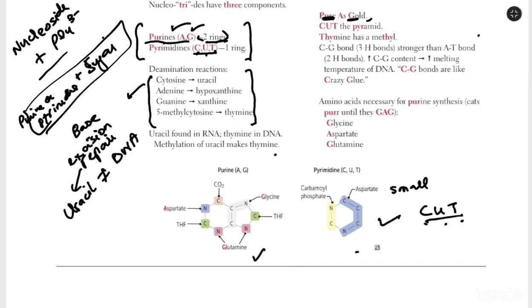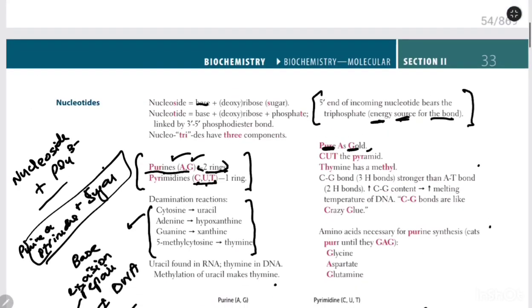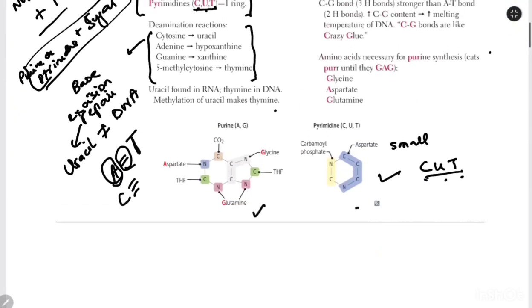We also need to remember that between adenine and thymine, as A comes earlier than C, we have two hydrogen bonds, whereas between cytosine and guanine we have three hydrogen bonds.